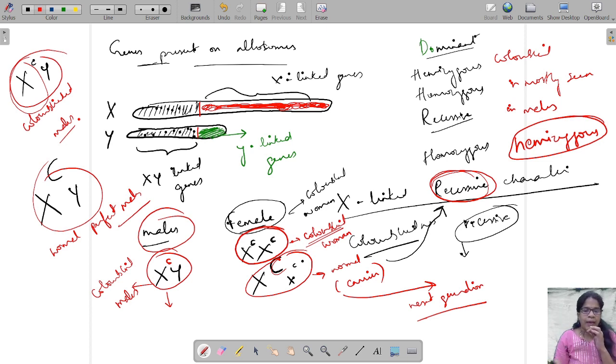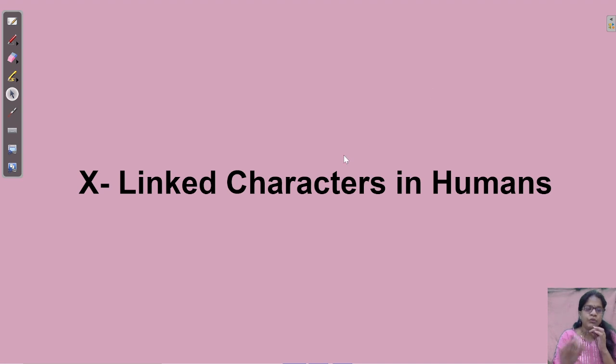Now, I hope I am clear with the basic things of what is dominant, what is recessive, what is hemizygous, what is homozygous, and under what condition color blindness is expressed in female and what condition color blindness is expressed in male. Now let's go back to the slides. So today my topic is all about color blindness. Color blindness is an X-linked recessive character, where it gets expressed only in the recessive condition.